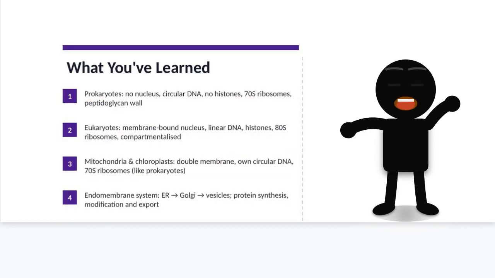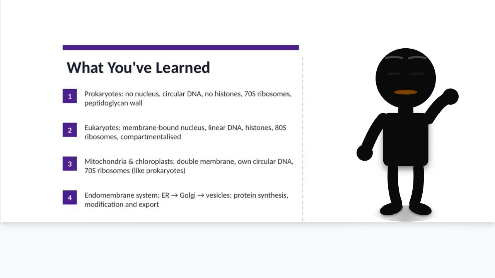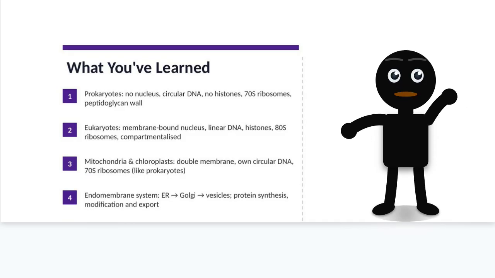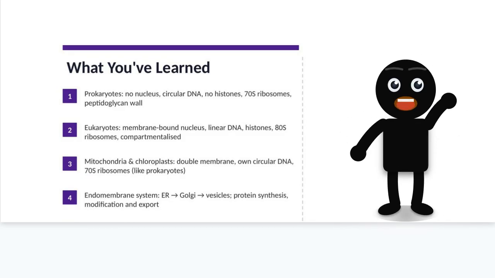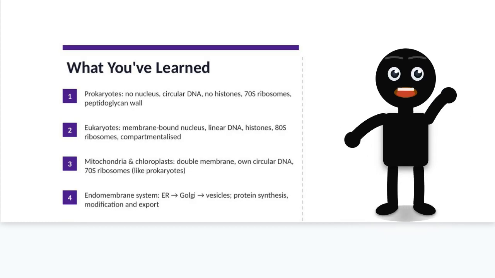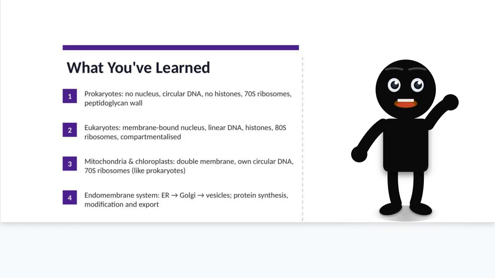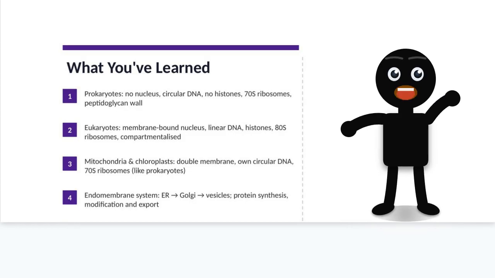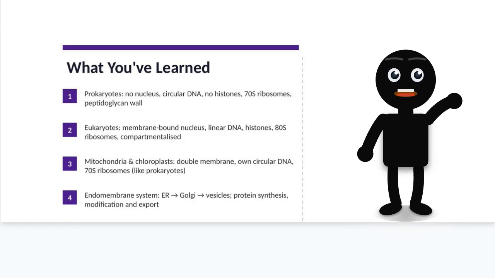Excellent. Let us close with a summary. Prokaryotic cells have no nucleus, their DNA is circular, sits in a nucleoid region, has no histones, and the ribosomes are 70S. The cell wall is peptidoglycan. No membrane-bound organelles at all.